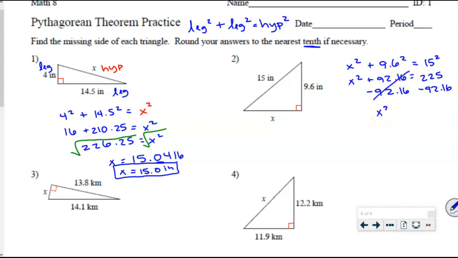Getting closer to getting x alone, x squared is equal to 132.84. And I take the square root of each side. That leaves me with x is equal to 11.5256. Again, I need something in the tenths place, and this 2 is not enough to bump that up, so x is equal to 11.5 inches.